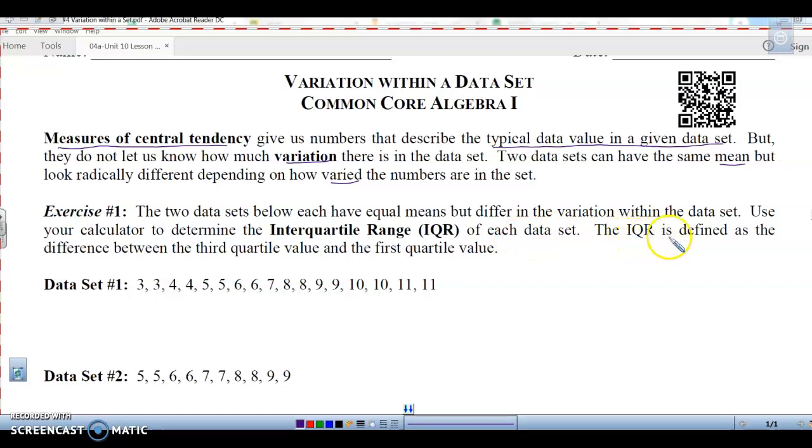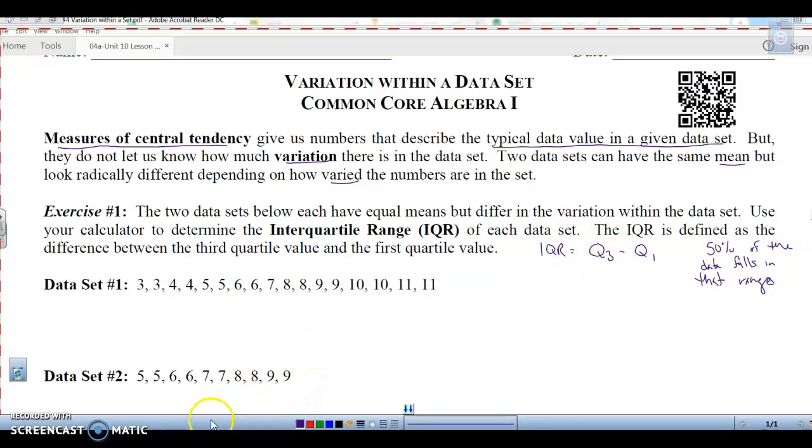The interquartile range, IQR, is defined as the difference between the third quartile value and the first quartile value. All right, so the IQR is equal to Q3 minus Q1. What it means is 50% of the data falls in that range. Okay, so when we talk about the interquartile range, we need to know quartile 3 and quartile 1.